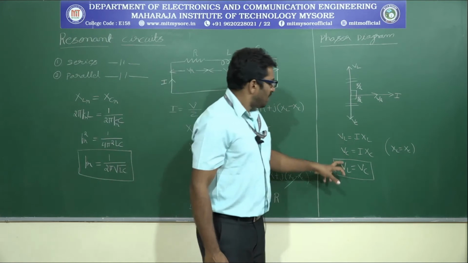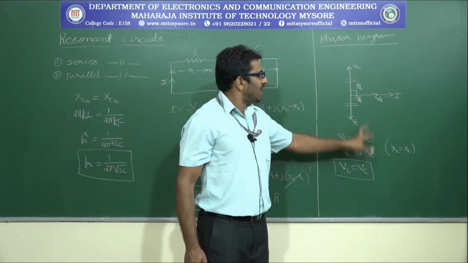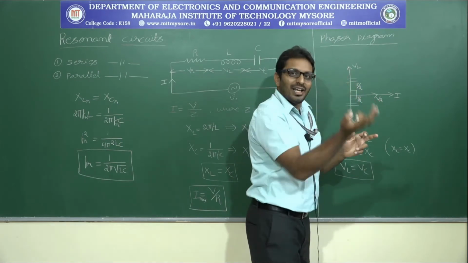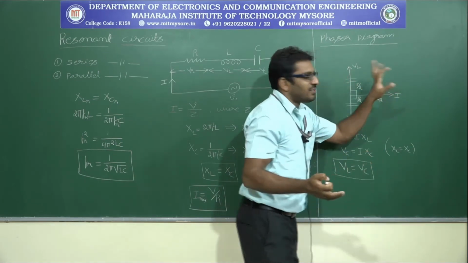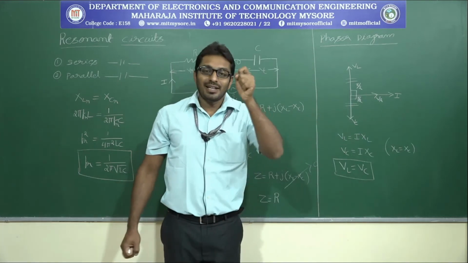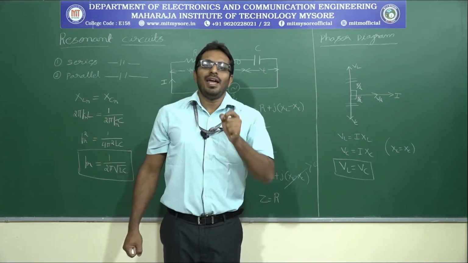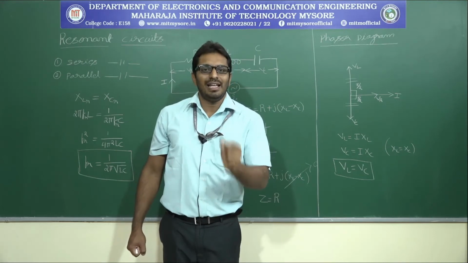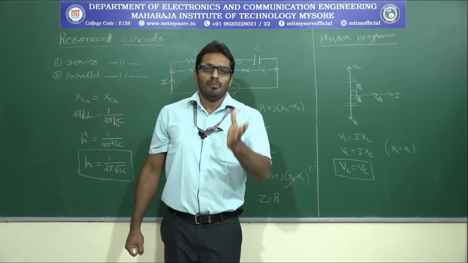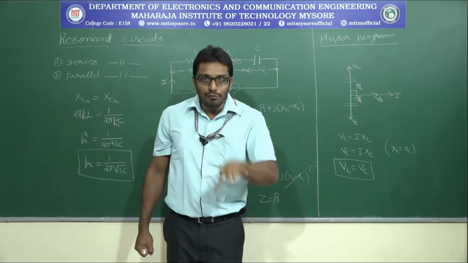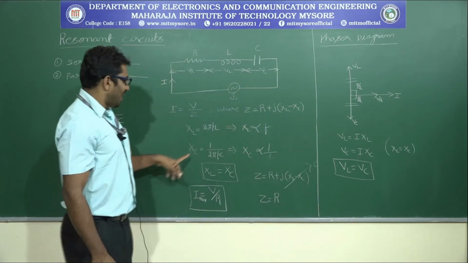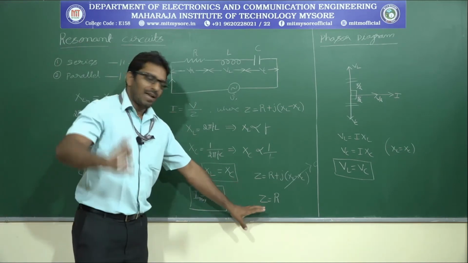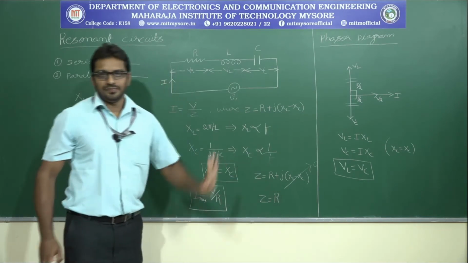Is that clear? So that's why VL is equal to VC, and VC gets cancelled. VR is nothing but the total applied voltage, which is in phase with the current. That's why at resonant condition, any AC RLC series circuit behaves like a purely resistive circuit. Both voltage and current are in phase, and obviously the current is maximum and the impedance of the circuit is minimum, that is equal to R.